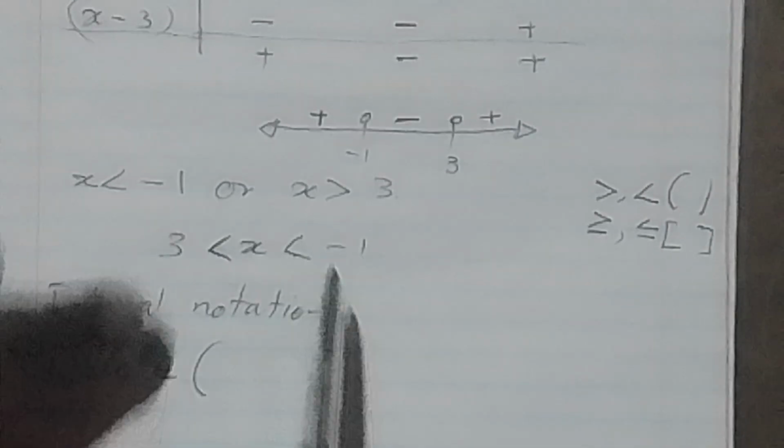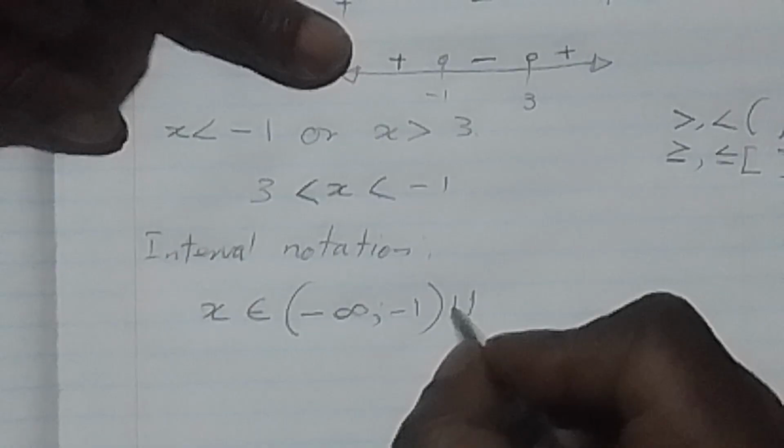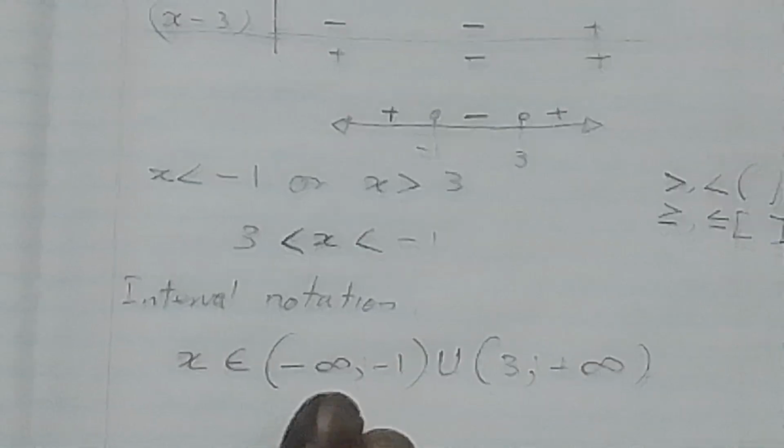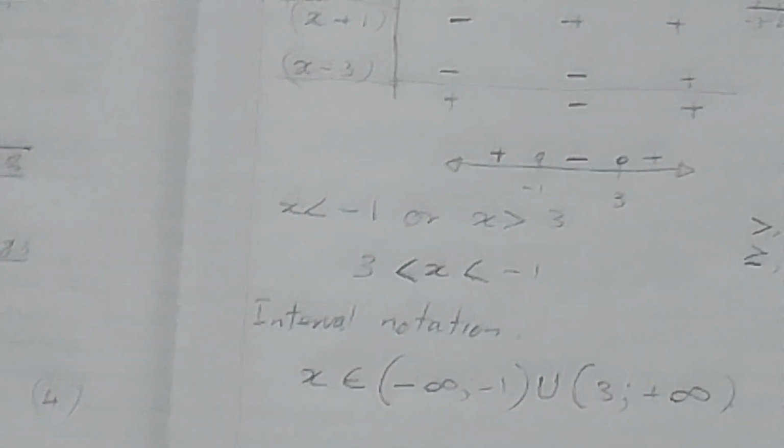So x is the element of, where it is positive, it says that everything must be greater than 0. It means positive. Here is positive all the way from negative infinity to minus 1, union 3 to positive infinity. You are done with question 1.1.3. Now we are going for the next question, which is 1.1.4.